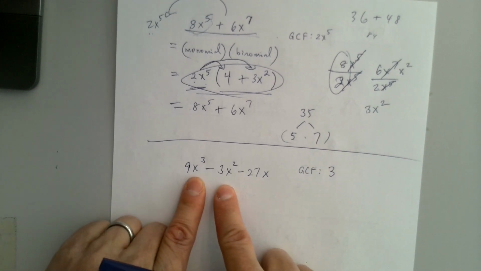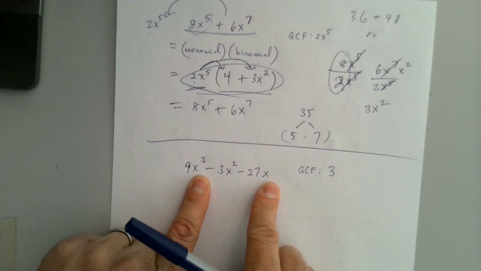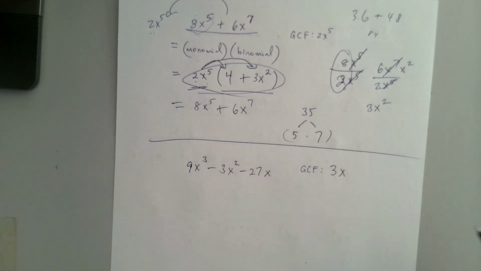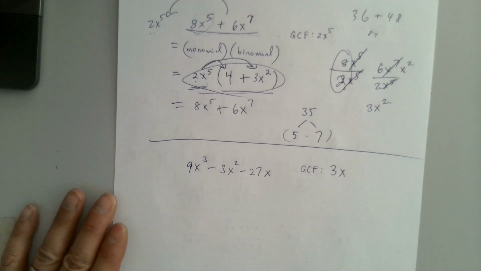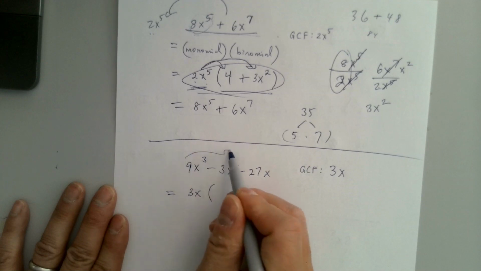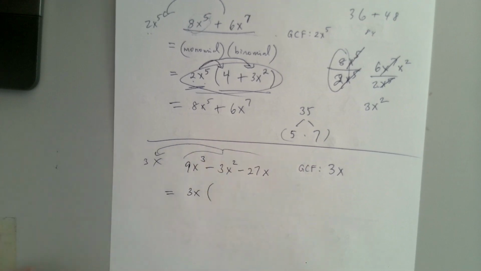And now I look at the variable part. I have x cubed, x squared, and x. So the most that they have in common is x. So my GCF is just 3x. All right, so I know I can take out from these terms a 3x.